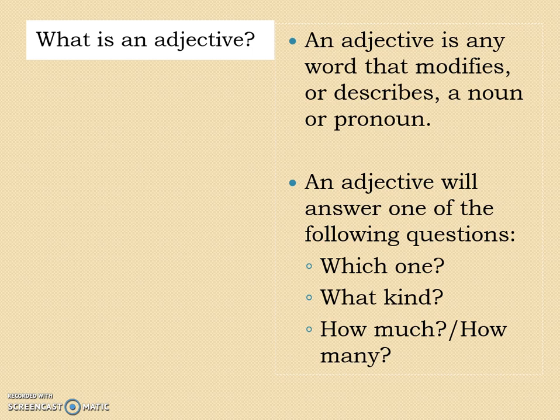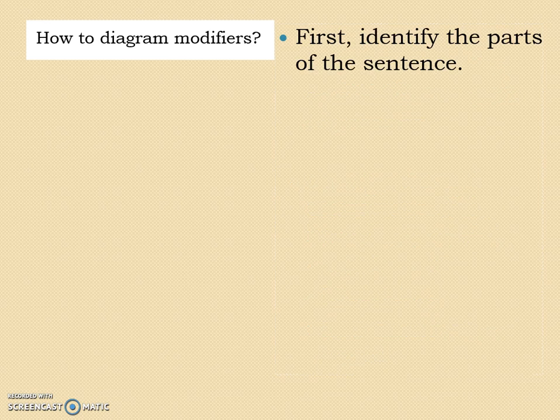What is an adjective? An adjective is any word that modifies or describes a noun or a pronoun. Adjectives will always answer one of the following questions: which one, what kind, how much, or how many, depending on the noun being modified. In order to diagram modifiers, we must first identify the parts of the sentence.